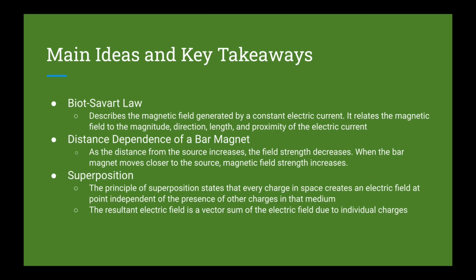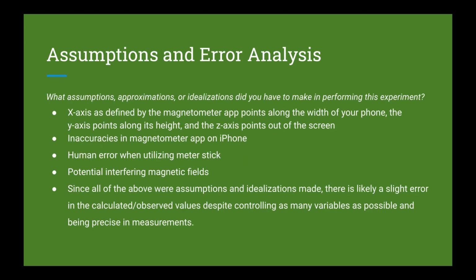Conclusions. The main ideas and takeaways include the interrelationship between the Biot-Savart law, distance dependence of a bar magnet, and superposition. These three state that the magnetic field created by a constant electric current relates to the magnitude, direction, length, and proximity of the current, as well as the fact that as the distance from a source increases, the field strength decreases. Superposition tells us that the resultant electric field is a vector sum of the electric field due to individual charges.